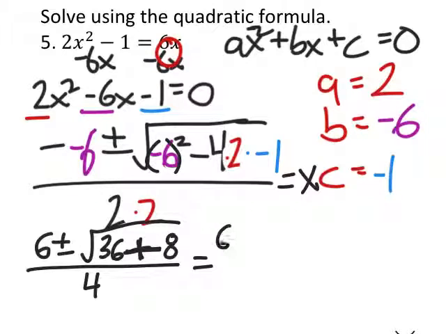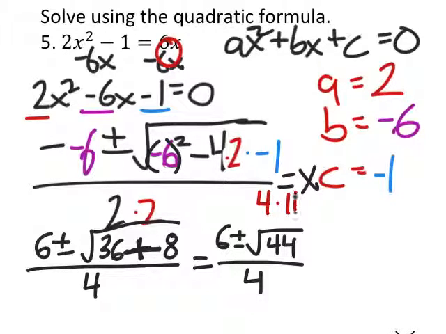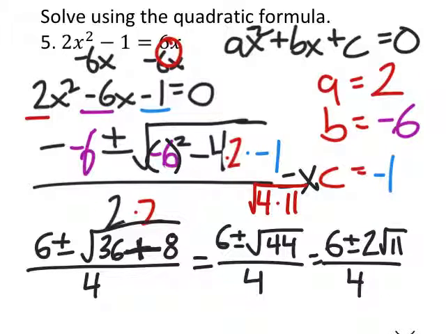So this gives us 6 plus or minus the square root. And we'll have to add that first. That's a 44, looks like, all over 4. 44 can be split up into 4 and 11, the square root of which allows us to take out a 2. So it has 6 plus or minus 2 times the square root of 11, all divided by 4.